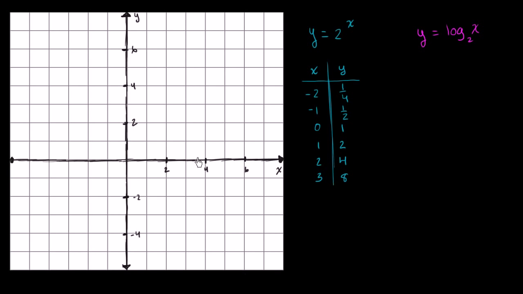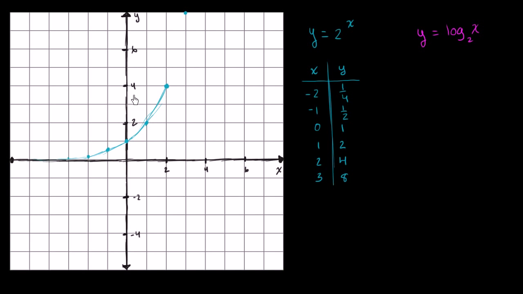So let's graph that. 2 to the third power is 8. 2 to the second power is 4. 2 to the first power is 2. 2 to the 0th power is 1. 2 to the -1 power is 1/2. 2 to the -2 power is 1/4. We could even do 2 to the -3rd power is going to be 1/8. So it's going to look something like this right over here.